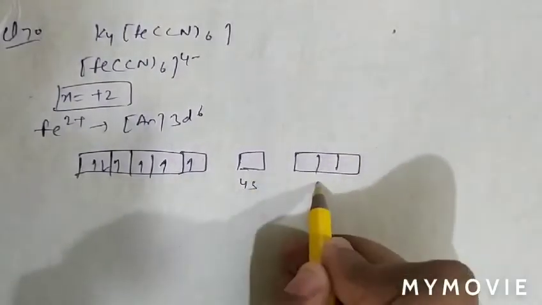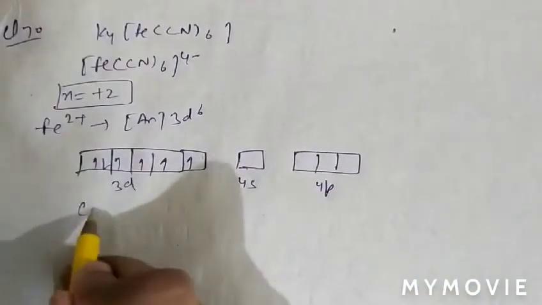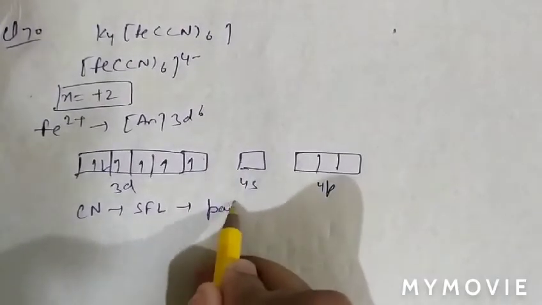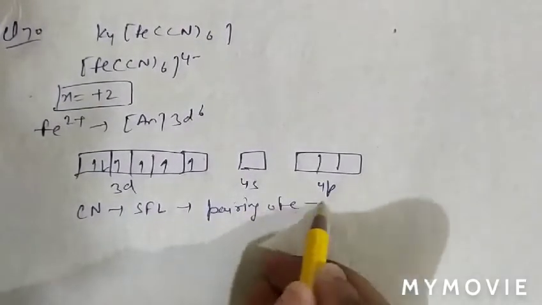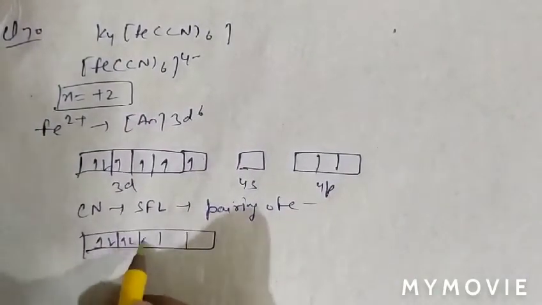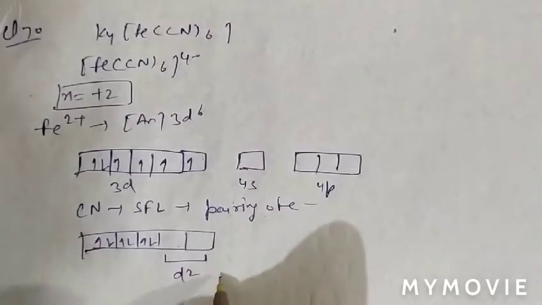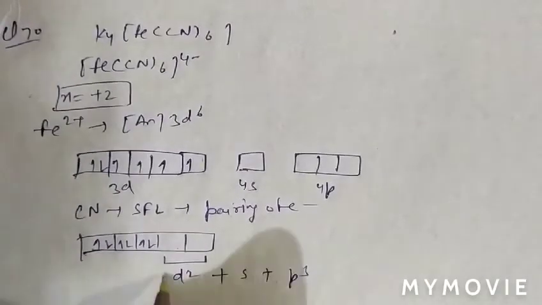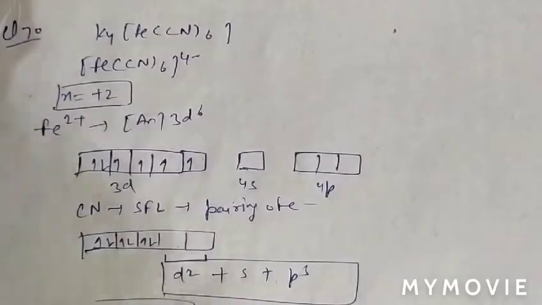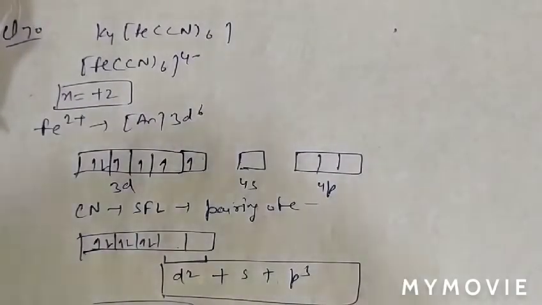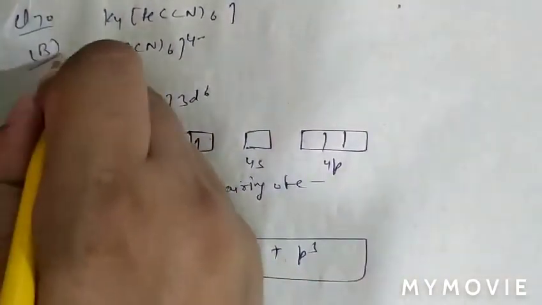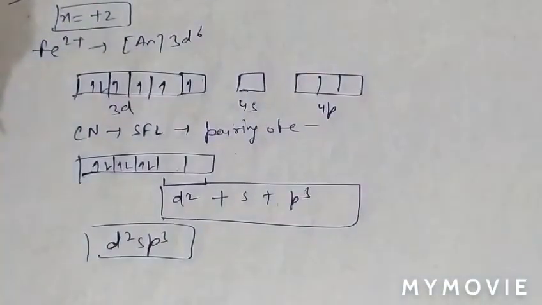This is vacant 4s and 4p, and this is 3d. As CN- is a strong field ligand, pairing of electrons occurs. So it will form two vacant d orbitals, and s and p3. So this is the hybridization, basically d2sp3 for this compound. So question number 70, option B is correct.